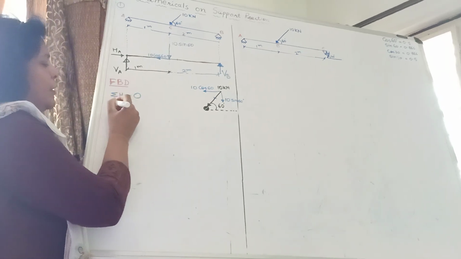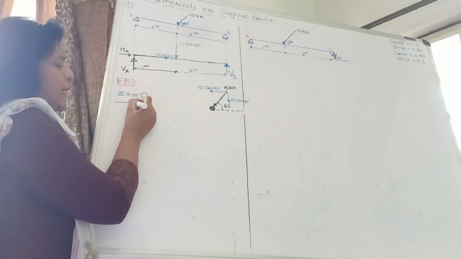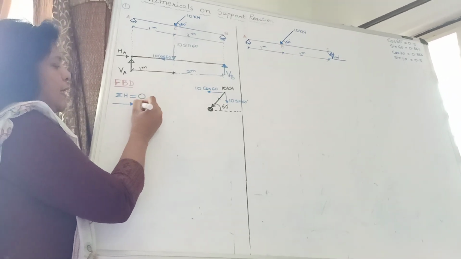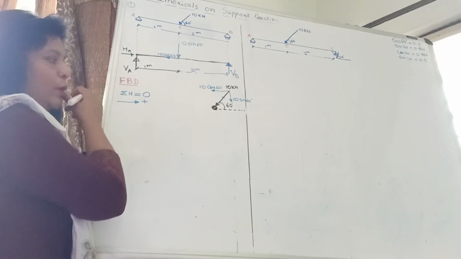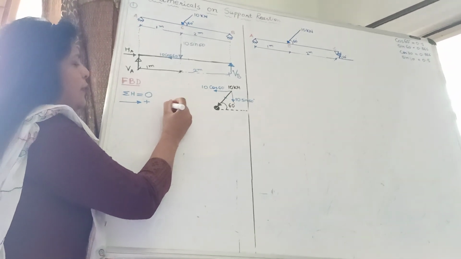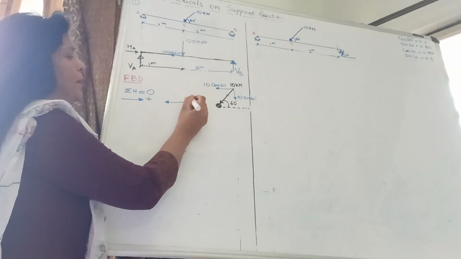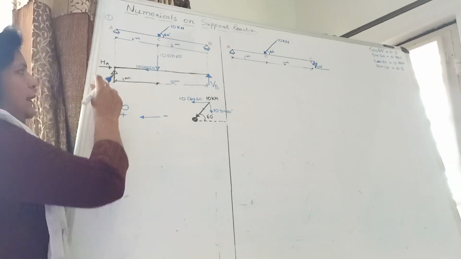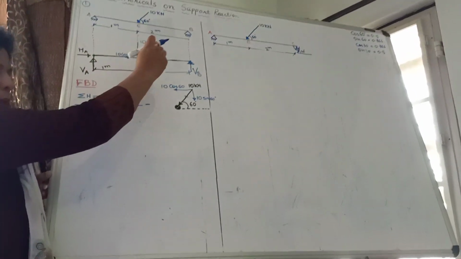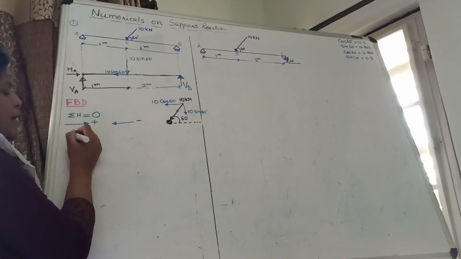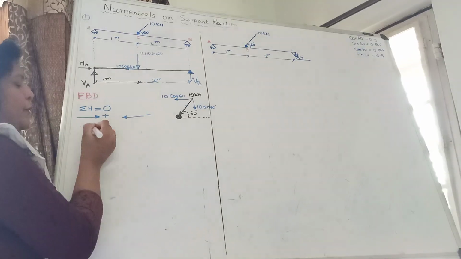What is the sign convention? If the force is moving towards the right side, we will consider it as positive. If the force is moving towards the left side, we will consider it as negative. So we start with the first, that is HA. It is moving towards the right side, so we will consider it to be positive.